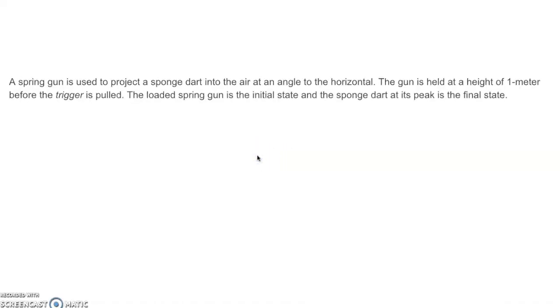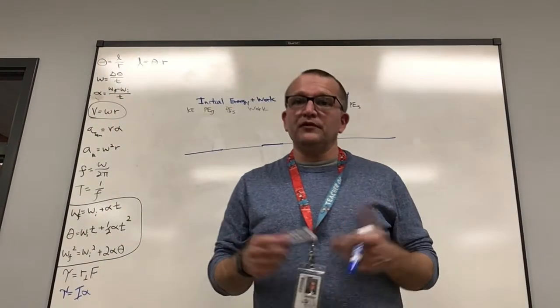A spring gun is used to project a sponge dart into the air at an angle to the horizontal. The gun is held at a height of 1 meter before the trigger is pulled. The loaded spring gun is the initial state, and the sponge dart at its peak is the final state. Do it now. All right, so I'm going to read the next problem.